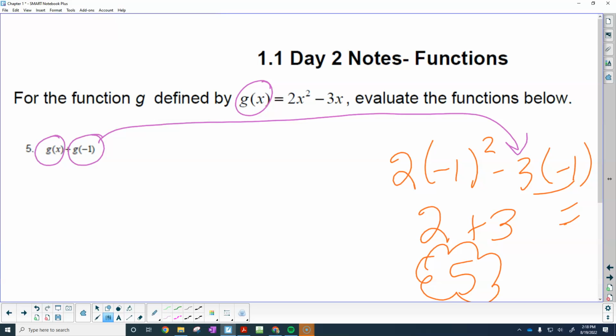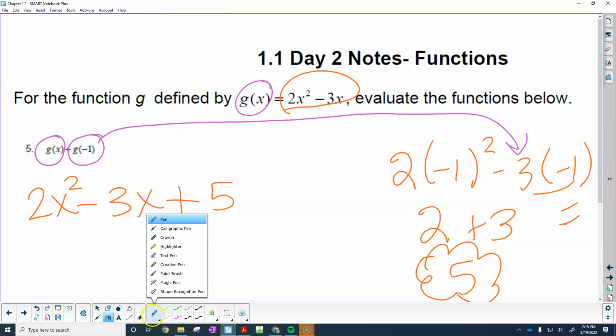So remember, you're going to take your original output, which is going to be 2x squared minus 3x, plus whatever we got for the output for -1, plus the 5. And the way it worked out, I didn't have to rearrange or do anything. That's the final answer. So let's go ahead and box that in.